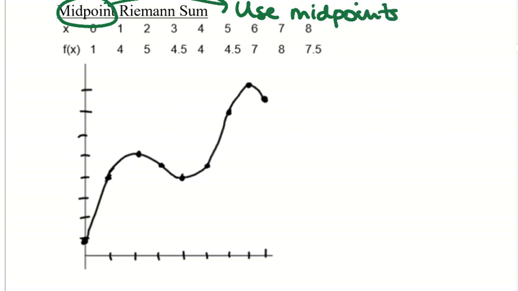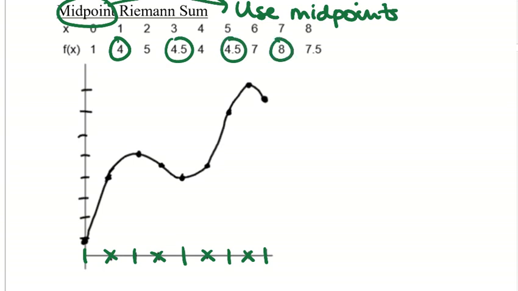So for each subinterval, the whole interval is 0 to 8. 0 to 2, 2 to 4, 4 to 6, and 6 to 8 are the subintervals. I'm going to use the midpoints. So that'll be 1, 3, 5, and 7. Then I'm going to get a rectangle with height dictated by the midpoint of the interval.